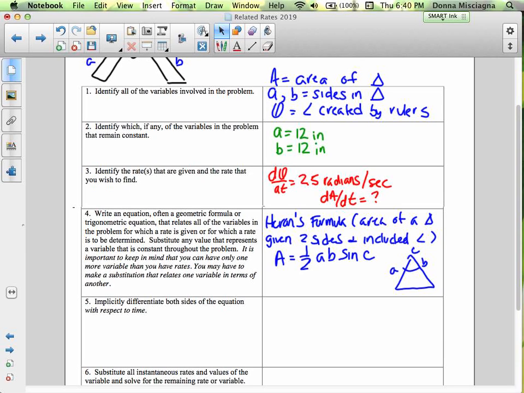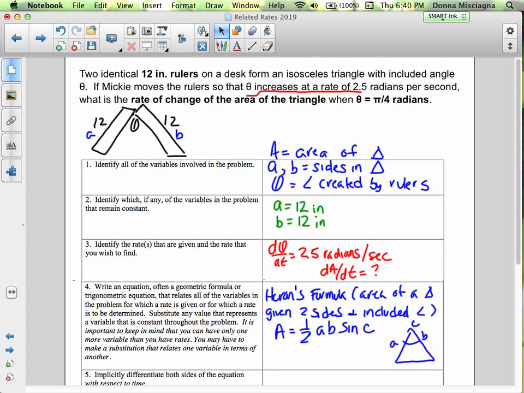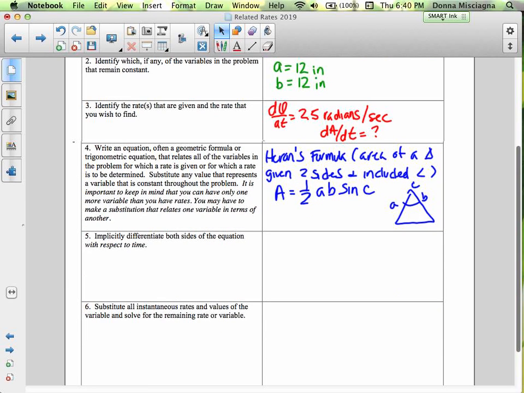Area will be 1/2, just like 1/2 base times height, times A times B times sine C, where A and B are just the two sides, and C is the angle between. If you look at our diagram, that's exactly what we have: A, B, and the angle in between those two. So we can use this formula. Make sure you remember it or write it down so that you can use it whenever you need it. That is going to be the equation that we take the derivative of.